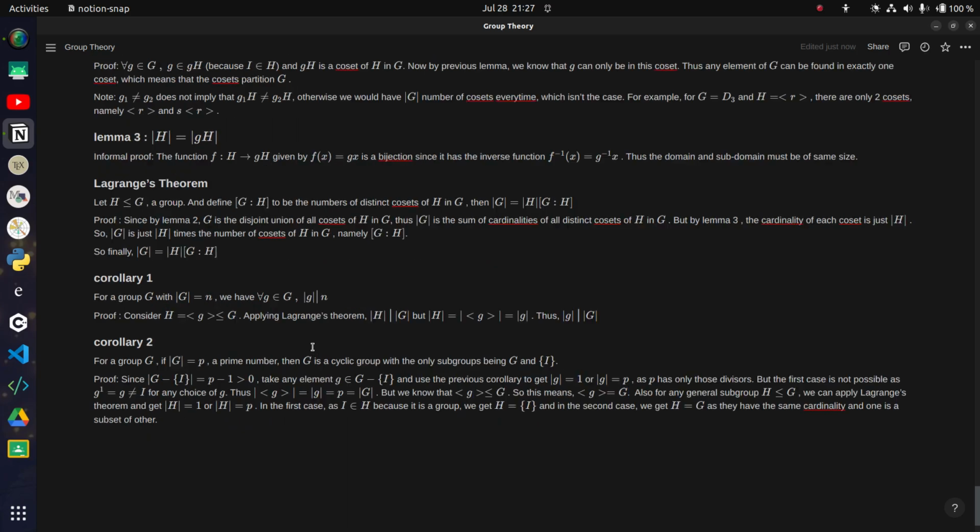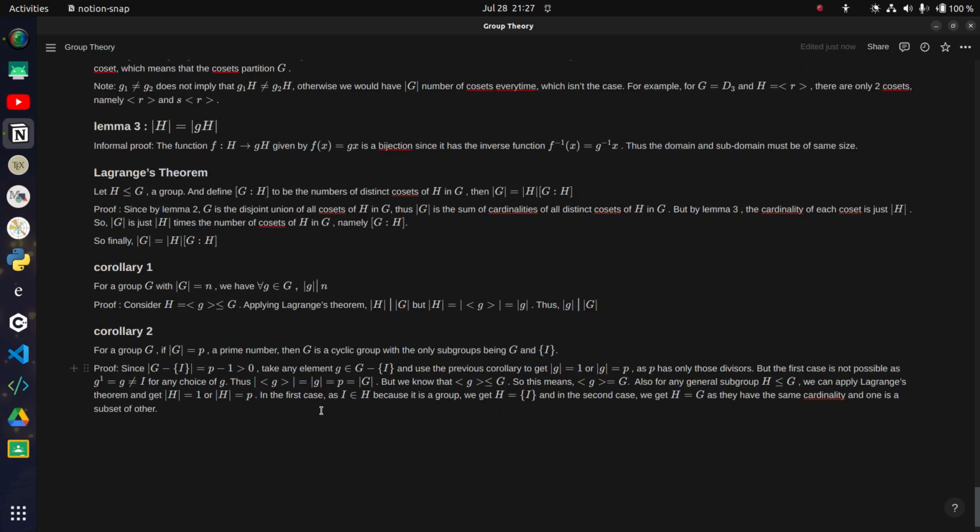Easy as that. Let's go to the next corollary: for a group G, if the cardinality is a prime number, then G has to be a cyclic group. And the only subgroups of this group are capital G and the set containing the identity element. Those are the only two subgroups. This is pretty easy to show because for any subgroup, its cardinality must divide a prime number, so it can only be 1 or the prime number, because those are the only two divisors of a prime number. And so from there it follows easily.